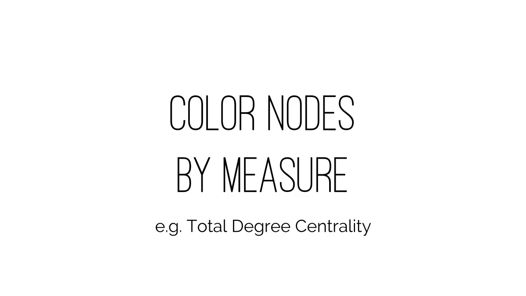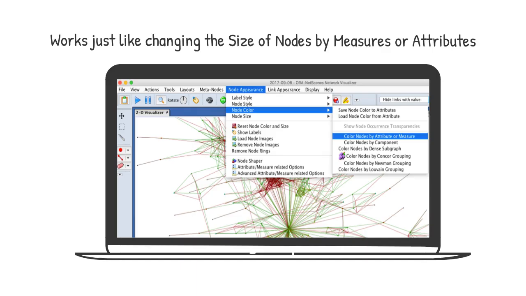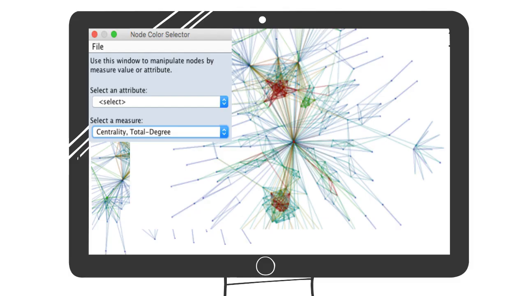Similarly to sizing nodes by measure, you can also color nodes by measure. This time, let's look at coloring the nodes by centrality. Like with sizing nodes by measure, select Node Appearance at the top of the screen, then Node Color, and finally color nodes by attribute or measure. In this case, let's color the nodes by total degree centrality. To do this, we will click on Select a Measure and then find and click on Centrality, Total Degree.